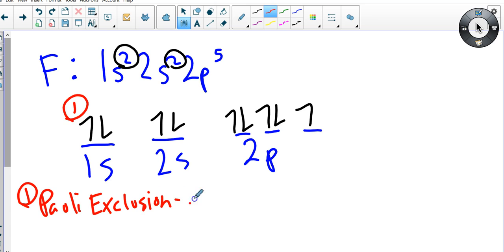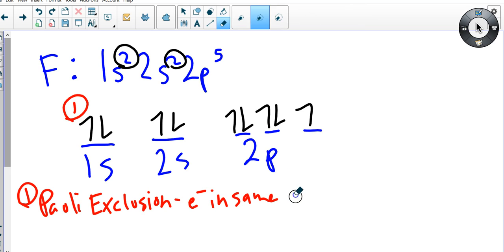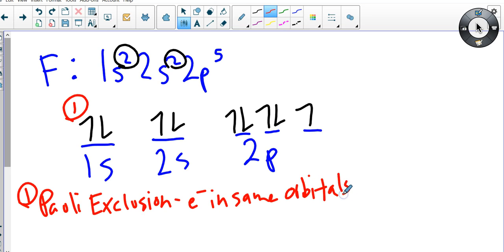Electrons in the same orbital, write this down, have different spins. That means one arrow goes up and the other goes down. I know you haven't written this down yet because I'm currently physically writing it down, so you need to be writing them down. Have opposite spins.